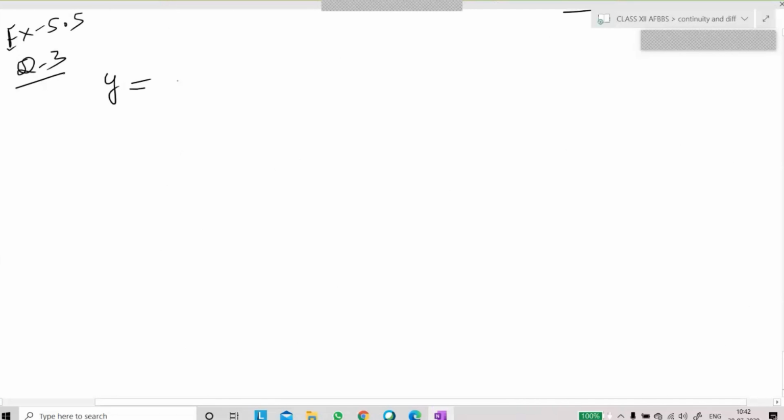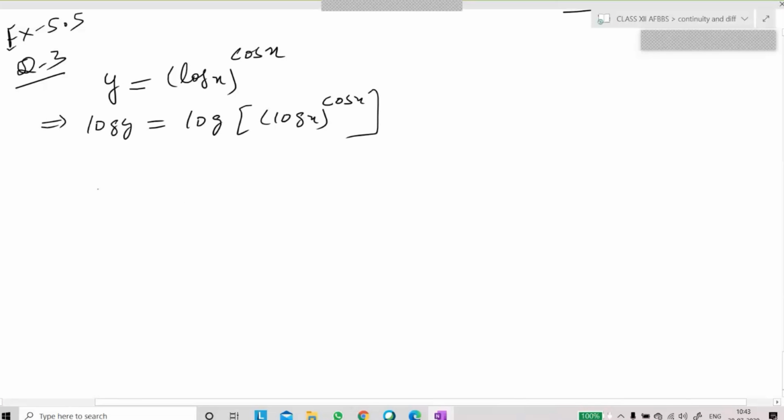Now question number 3 says that you have a function y is equal to log x raised to the power cos x. I have already told you, whenever you have this type of function where you have some function or some variable in the power, then you have to use the log function. Then you have to take log. So we take log both sides, log of left hand side and log of right hand side. Log of right hand side will be log x raised to the power cos x.